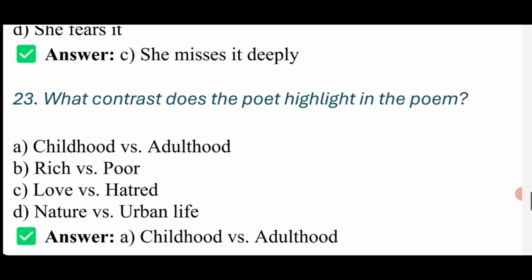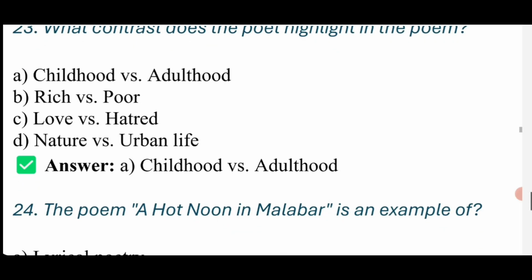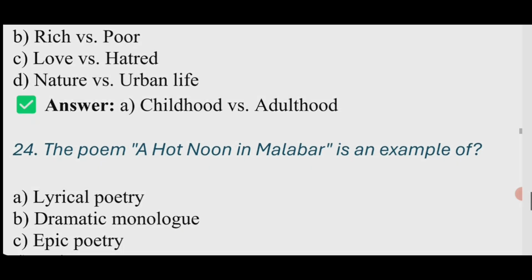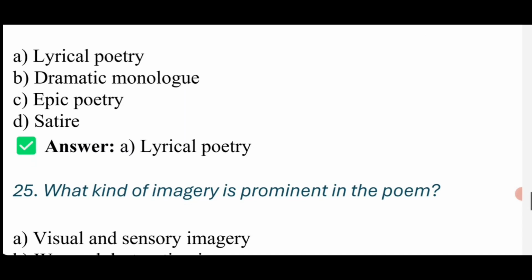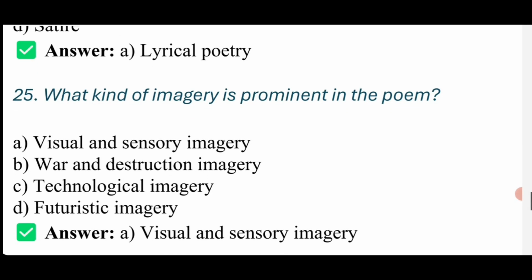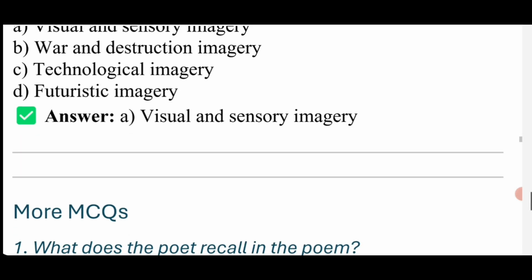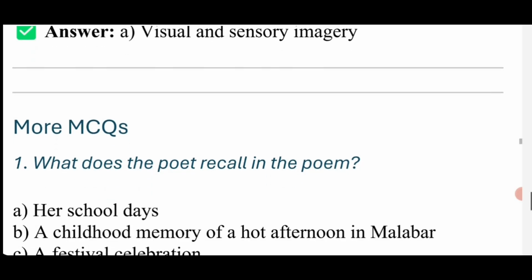What contrast does the poet highlight in the poem? It's childhood versus adulthood. The poem Hot Noon in Malabar is an example of lyrical poetry. What kind of imagery is prominent in the poem? Visual and sensory imagery. Now some more MCQs on this poem.